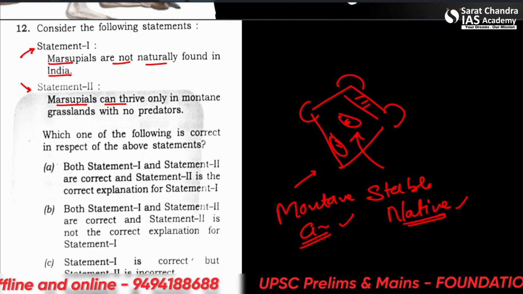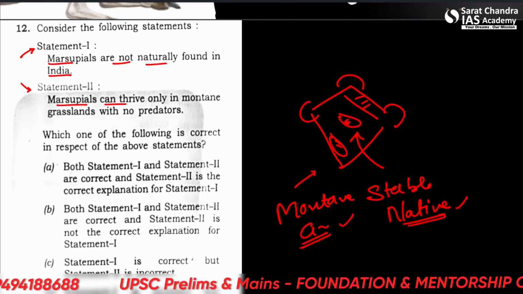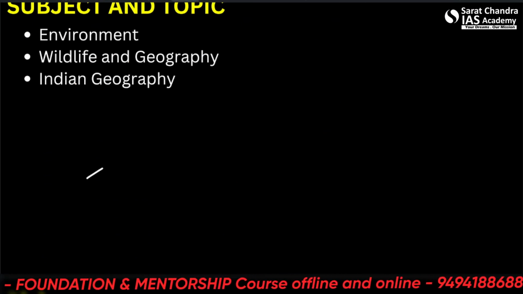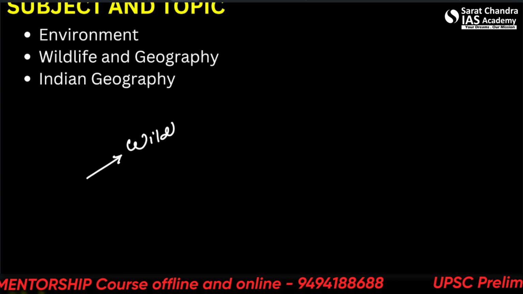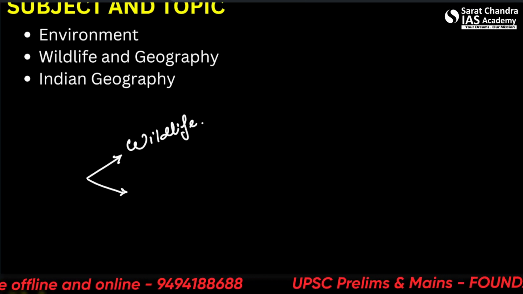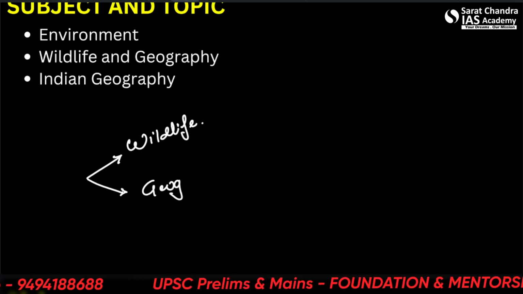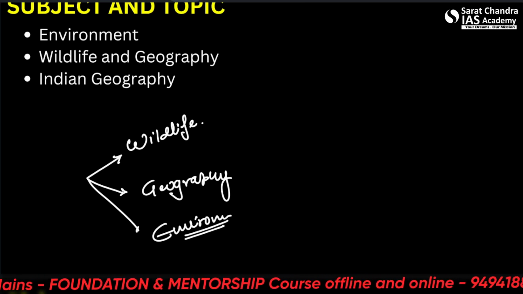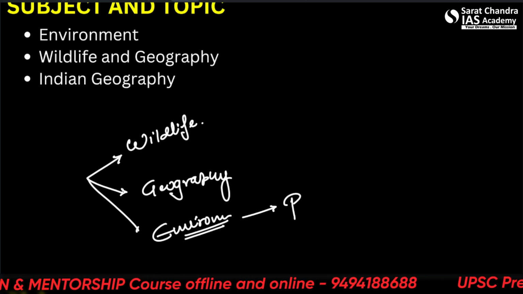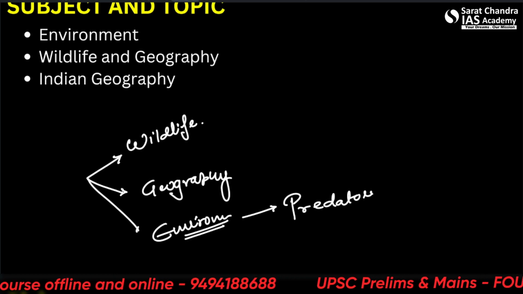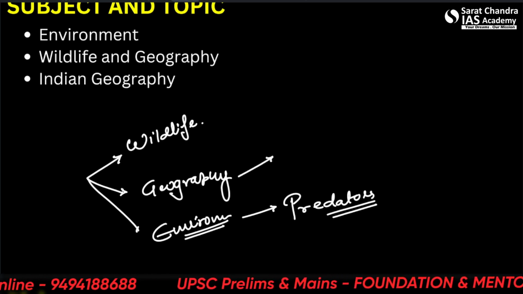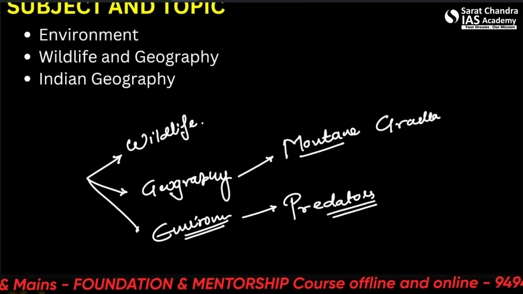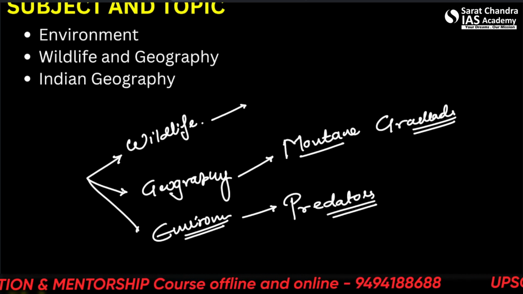While this question may seem a little random, or even easy for some students to solve, let us see the mechanism behind these questions and how they come. The question talks about a form of wildlife and correlates it with different concepts such as geography and environment. In environment, it talks about the concept of food chain while mentioning the predators which are at the top of the food chain. Geographically, it asks us about the montane grasslands, or mountainous grasslands. And in wildlife, it talks about the marsupials.